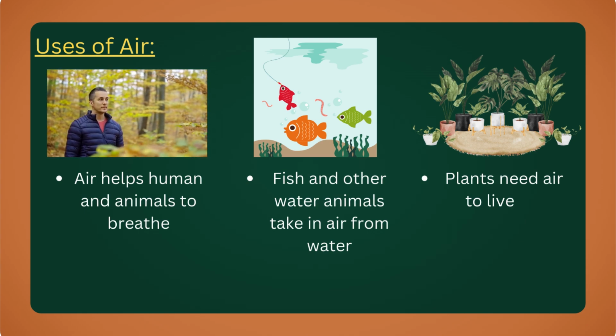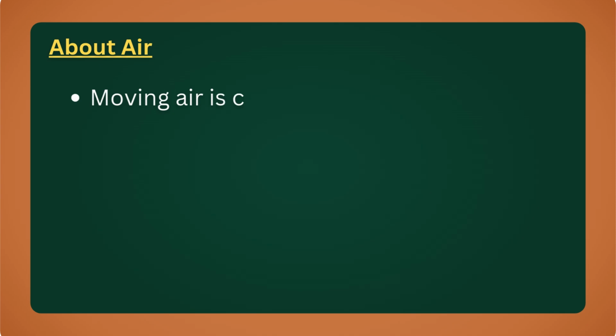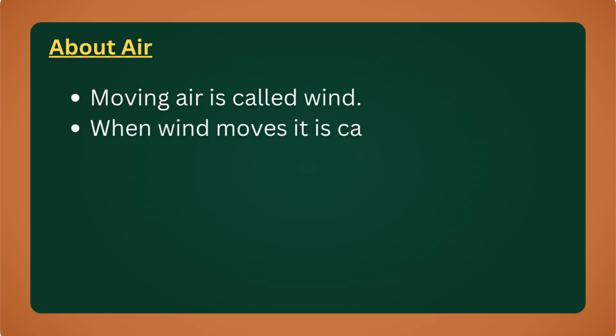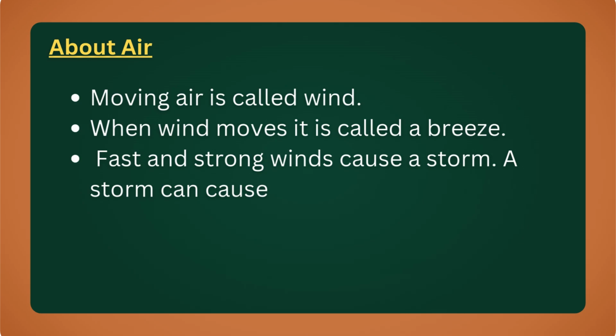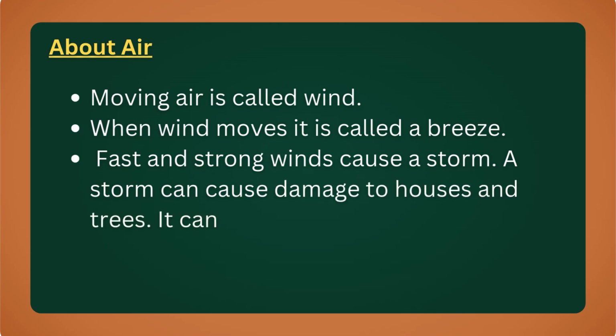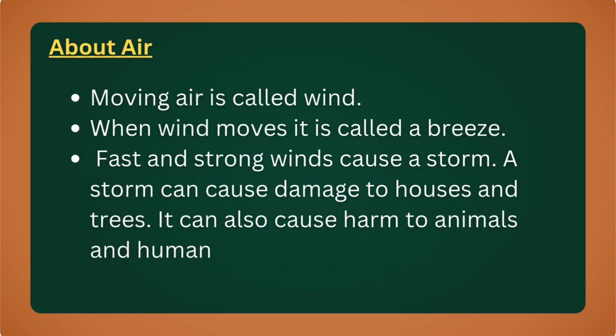About air. Moving air is called wind. When wind moves gently, it is called a breeze. Fast and strong winds cause a storm. A storm can cause damage to houses and trees. It can also cause harm to animals and humans.